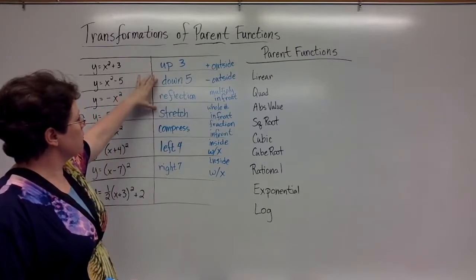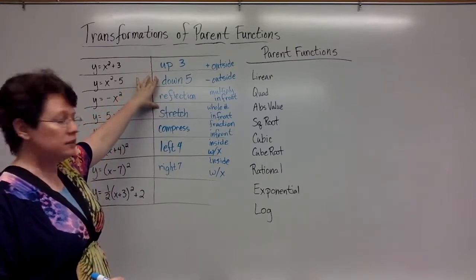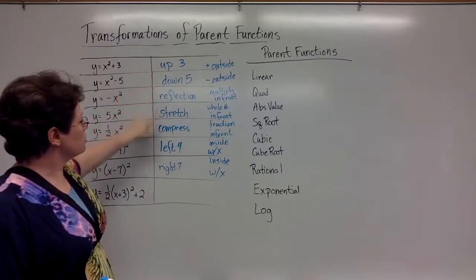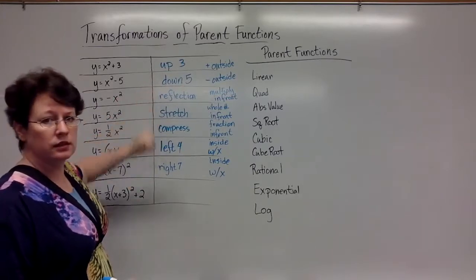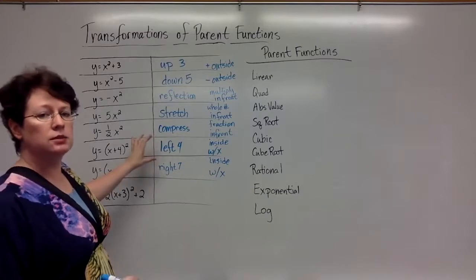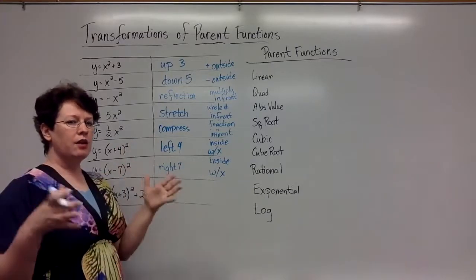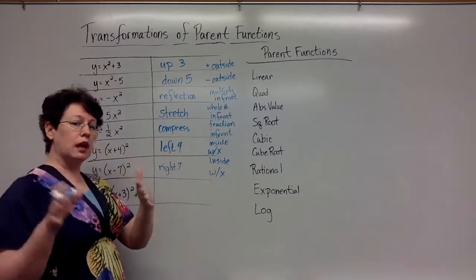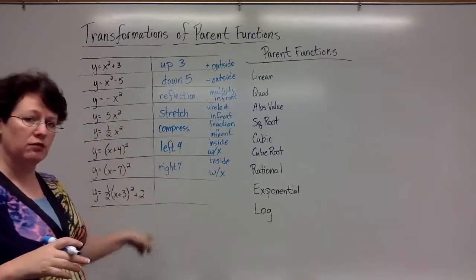So if it's outside being added or subtracted, it moves it up or down. If it's outside being multiplied in the front, it's going to reflect it, stretch it, or compress it. If it's inside being added or subtracted, it's moving it left or right. So based on where the number is located, how does it affect our parent function?